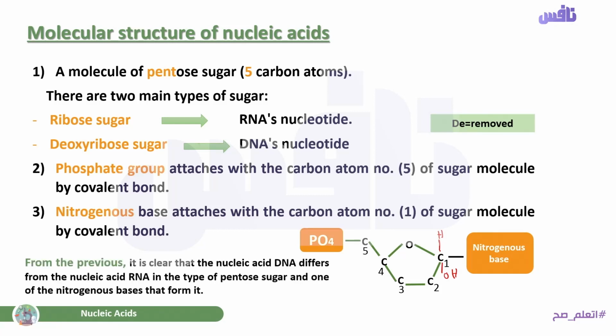From the previous, it's clear that the nucleic acid DNA differs from the nucleic acid RNA in two main things: the type of pentose sugar and one of the nitrogenous bases that form it.